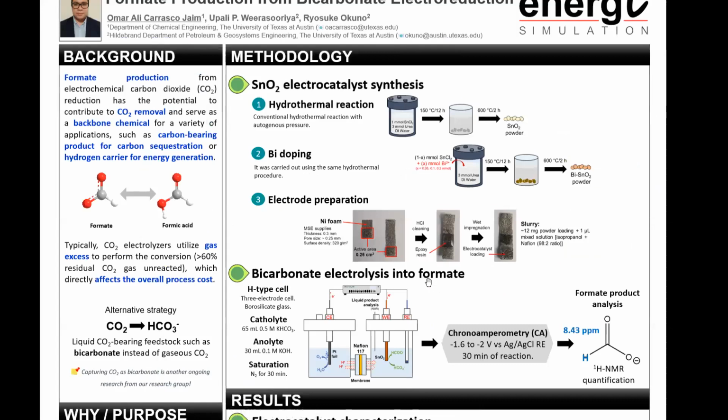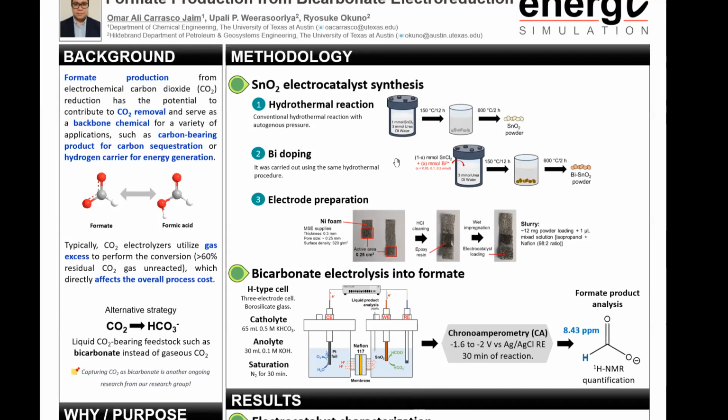So the first part of the experimental section is related to the electrocatalyst preparation, where the hydrothermal method was used to synthesize the tin oxide material, as shown here in the picture. A solution containing tin ions was prepared and placed in a stainless steel reactor. Then it was treated at 150 Celsius for 12 hours to finally be calcined at 600 Celsius. In the same way, the bismuth doping was carried out using the same method and conditions with an additional bismuth ion salt.